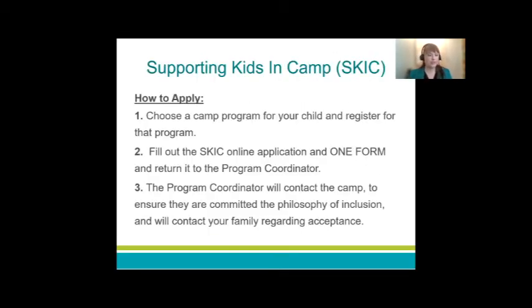So from your perspective on how to apply, first we ask you to register for your camp to ensure that you have a space. And then second, there are 2 parts to our application. The first is the SKIC online form. And then there is the One Form, which will be returned to the program coordinator. And then I will reach out to the camp if it's a camp that we haven't supported in the past to ensure that they are committed to the philosophy of inclusion, and then we'll send acceptance. So I'll go through these in a little bit more depth.